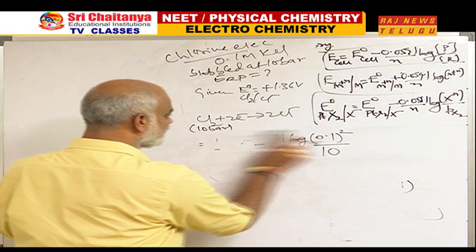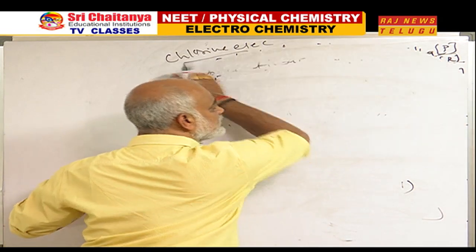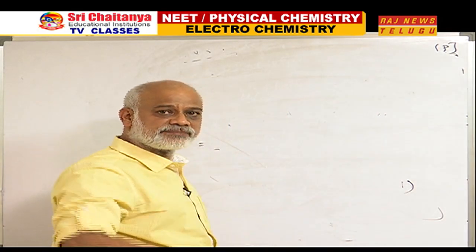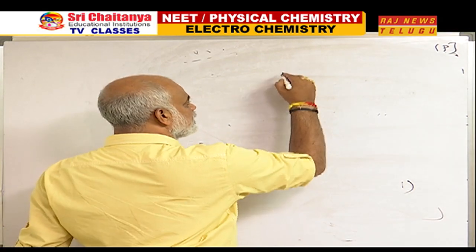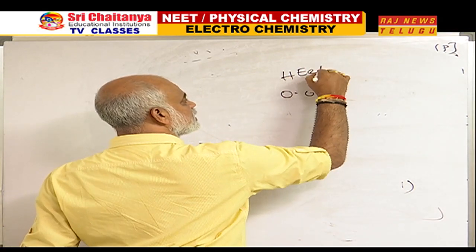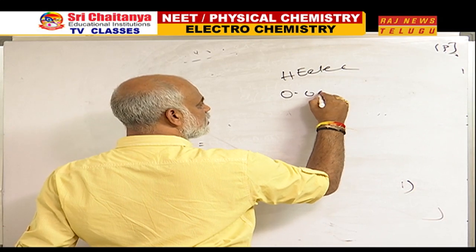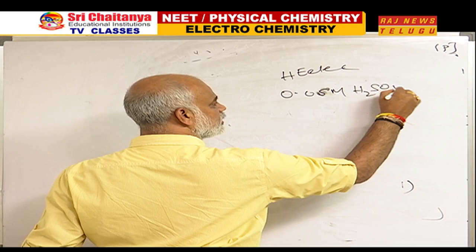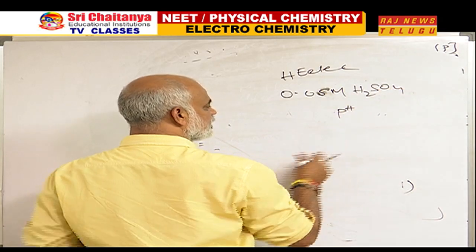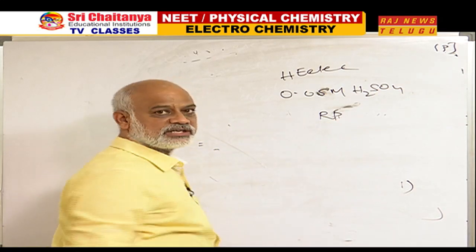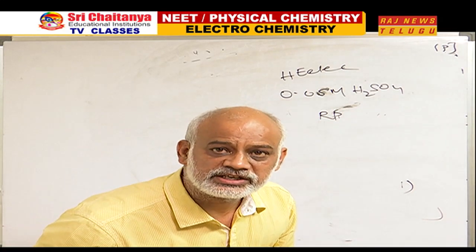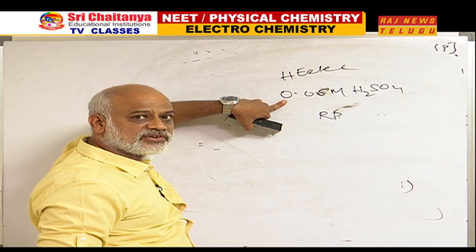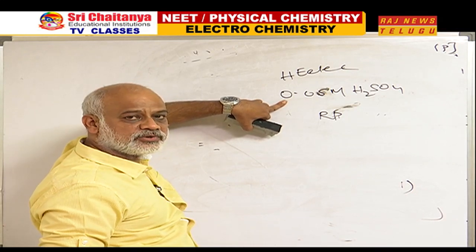Agree? Right, sir. Okay, sir. Fine, sir. Next. How to do the next type of problem? A hydrogen electrode is in contact with 0.05 molar H2SO4. What is the reduction potential? A hydrogen electrode in contact with 0.05 molar sulfuric acid. What is the reduction potential?